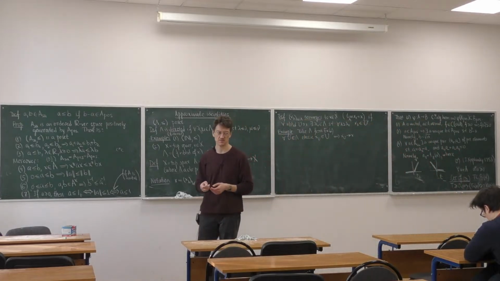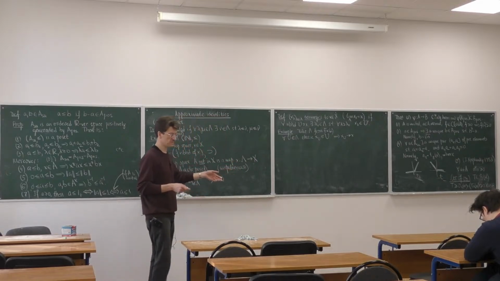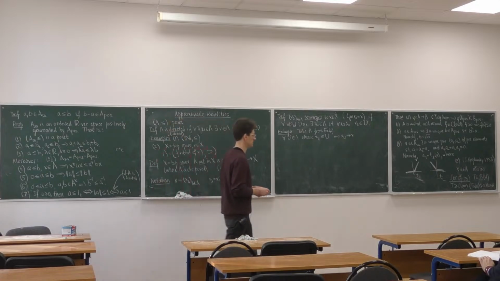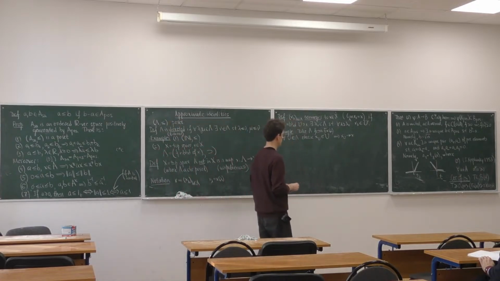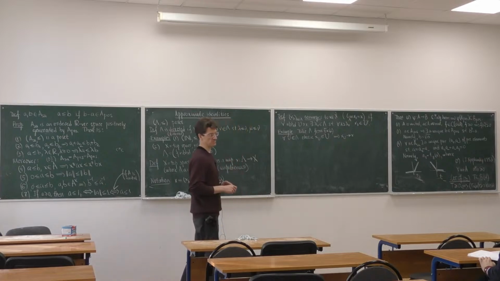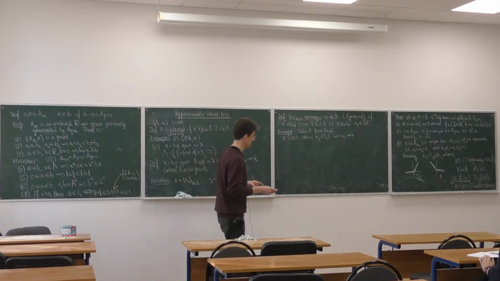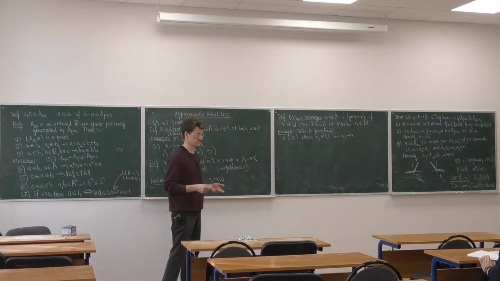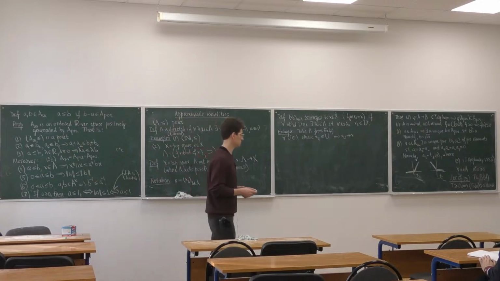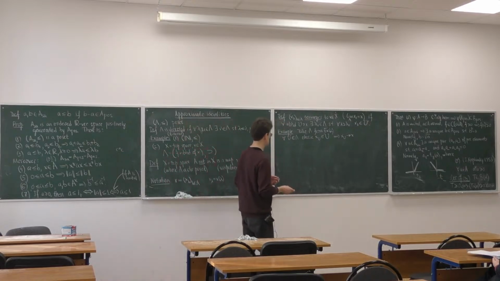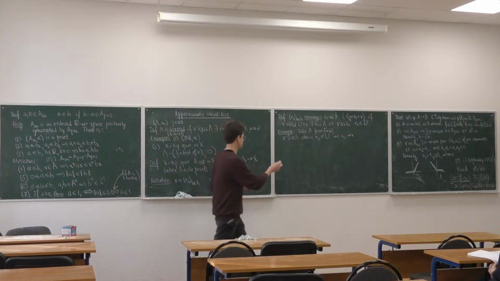For example, a point belongs to the closure of a subset if and only if there is a net in this subset which converges to this point. Also, if you have a map between two topological spaces, then it is continuous if and only if it is continuous with respect to nets. That is, if x lambda converges to x, then f of x lambda converges to f of x. This is equivalent to the continuity of f. Okay, let's now come back to Banach algebras.